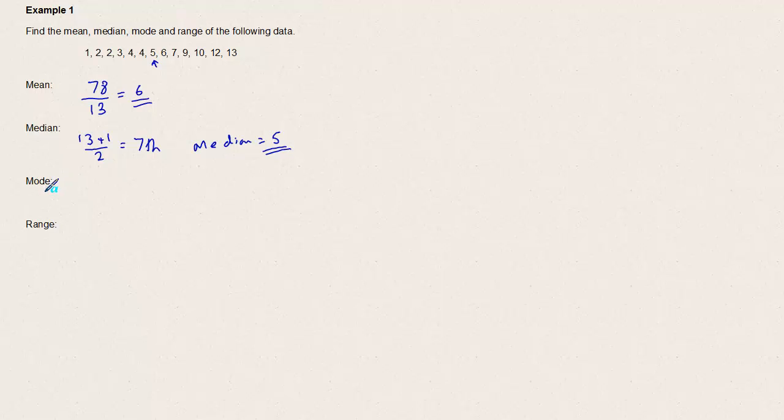The mode is the most commonly occurring piece of data. Now there are 2 2s and there are 2 4s, and there's only one of everything else. So here we actually have 2 modes. So we can say the mode is 2 or 4. They're both modes. The range is just the largest piece of data, take away the smallest piece of data. So the largest piece is a 13, take away the smallest piece, which is 1, so the range is equal to 12.